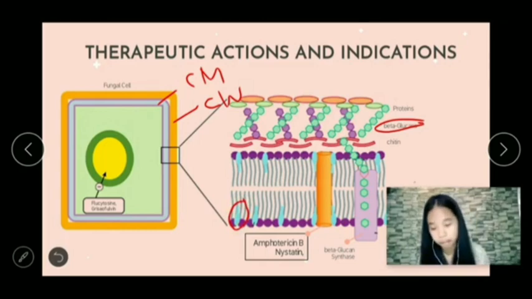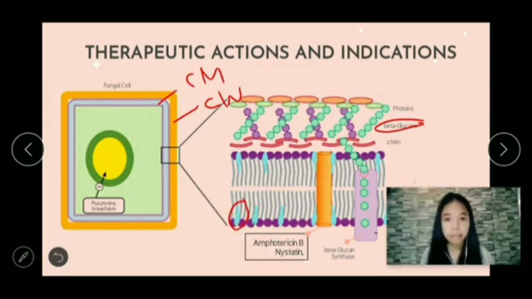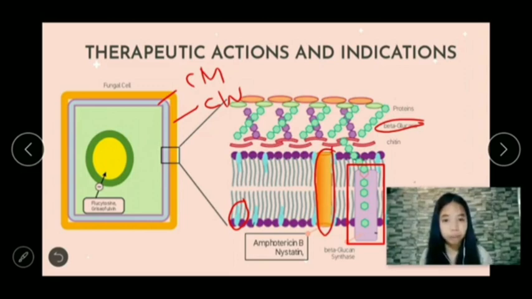So we have a drug that binds to ergosterol in the cell membrane and creates pores like this, which leads to the leakage of ions from the fungal cell, killing the fungus. The drugs that lead to formation of pores by binding to ergosterol are amphotericin B and nystatin. So you can remember this as amphotericin.